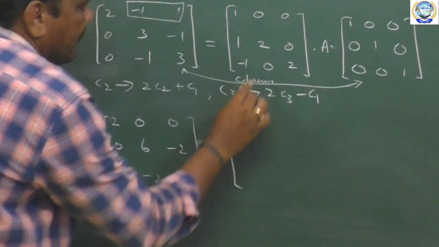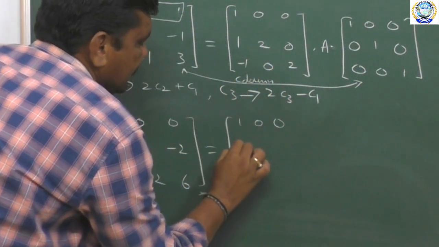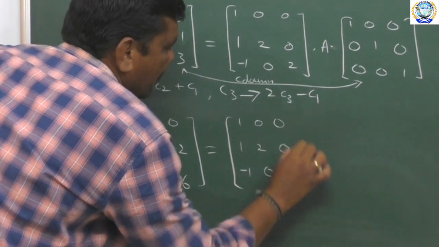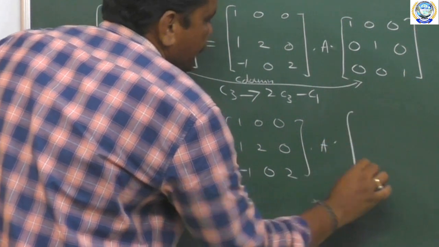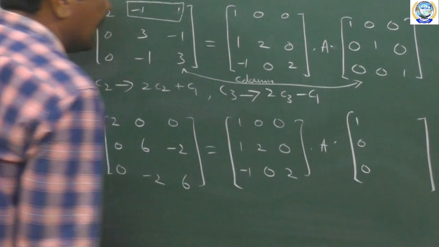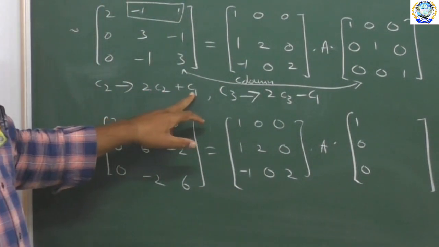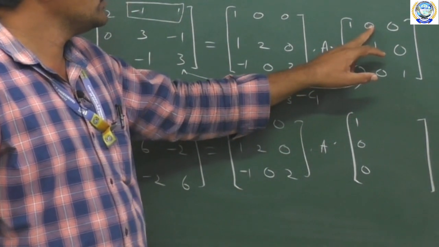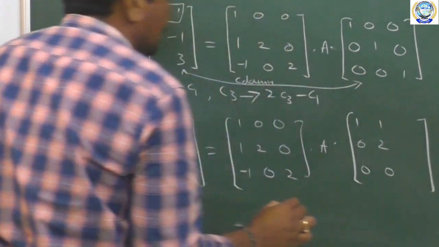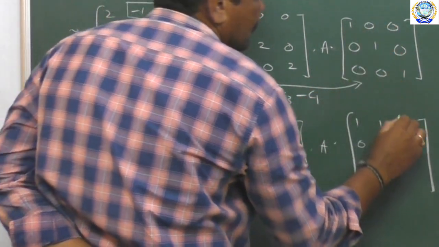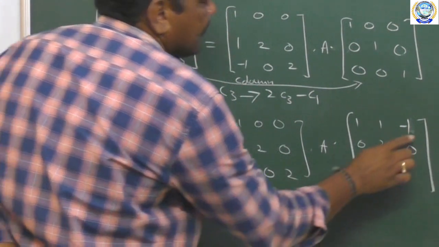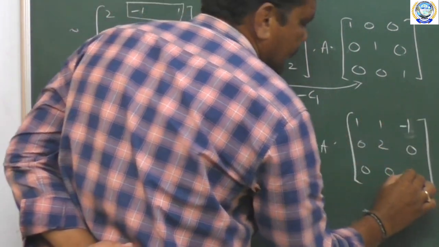This left identity matrix is fixed, since here we are taking column operations on the post factor. The first column is as usual. In the second column we write 2C2 plus C1: 2 into 0 plus 1, so it is 1. So 2, 0. In C3, 2C3 minus C1, so it is minus 1. These two values, so 0. So the resultant value is 0. So 2C3, so it is 2.